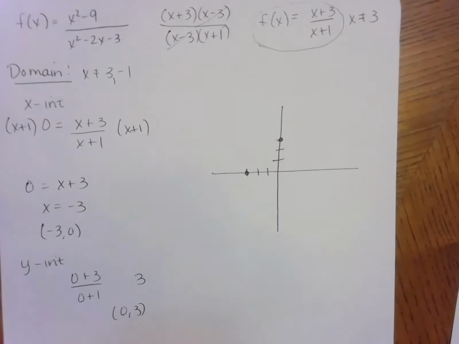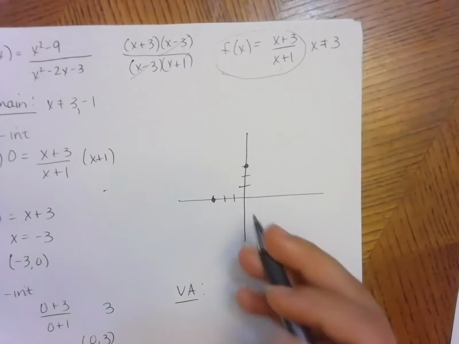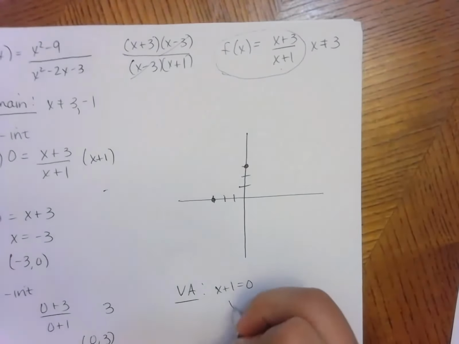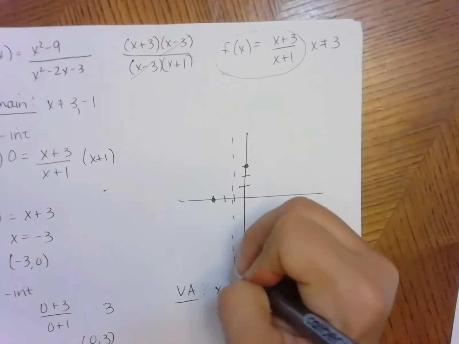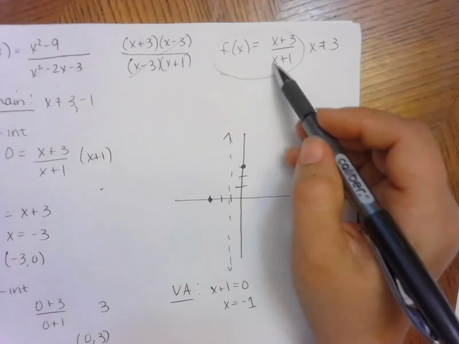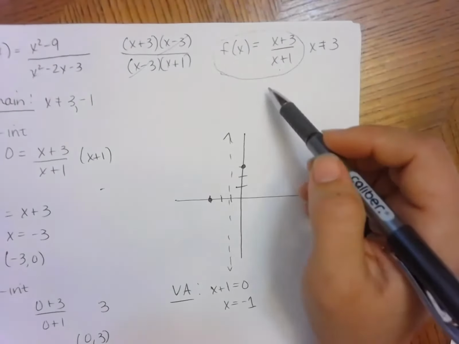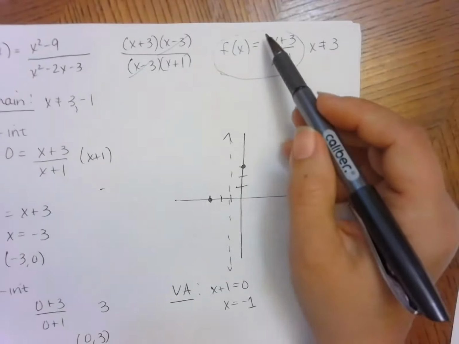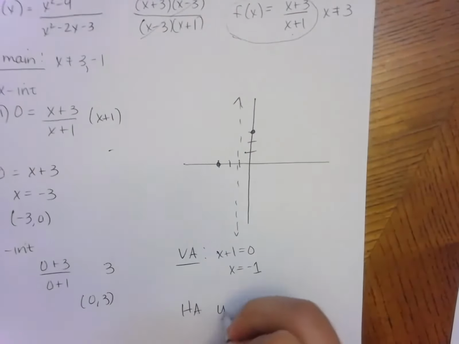So let's look at our asymptotic behavior. Our vertical asymptotes come where the denominator is equal to 0. So I'm going to use this function, which means that x plus 1 equals 0 gives me x equals negative 1 as my vertical asymptote, which is right here. I have matching degrees in my f here, and so my horizontal asymptote will be the ratio of the coefficients in front of x, so that's 1 over 1, so I end up with my horizontal asymptote here at y equals 1.